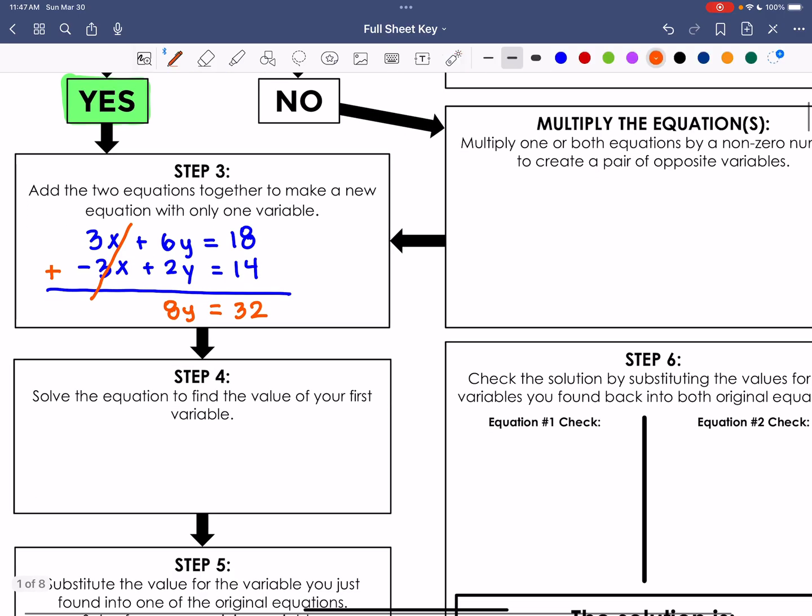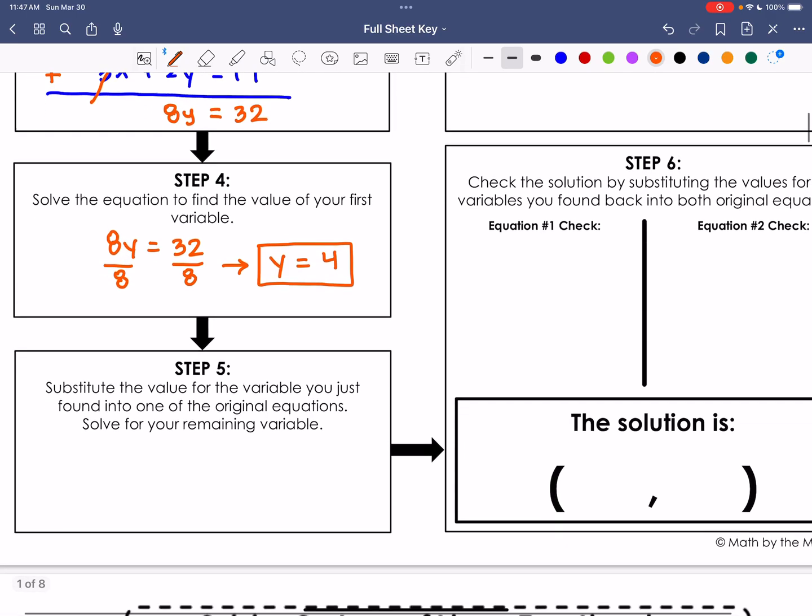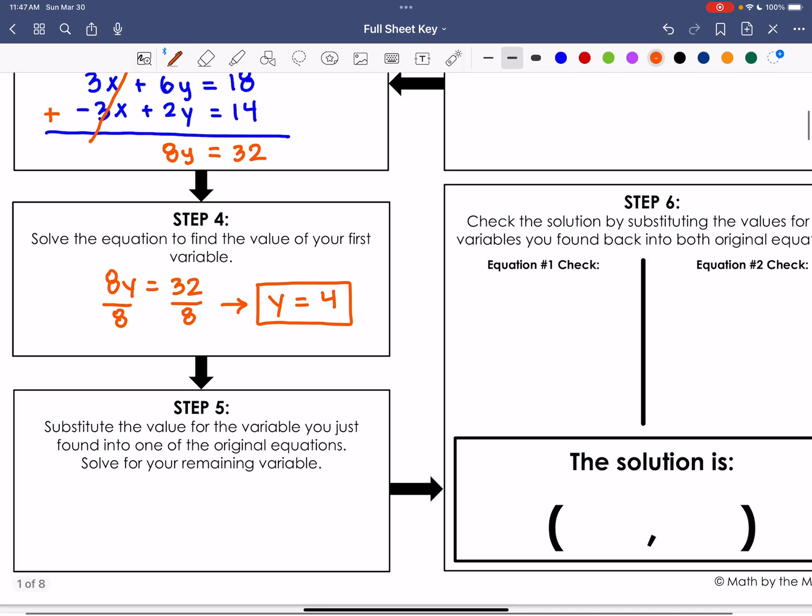Going to step 4, it says solve that equation to find the value of our first variable. If we have 8y equals 32, we should know that we can divide both sides by 8, and that tells us that y equals 4. So we have found y, we still need x. Going to step 5, we are going to substitute the value for the variable we just found, so y equals 4, into one of the original equations, and then we'll solve for the remaining variable.